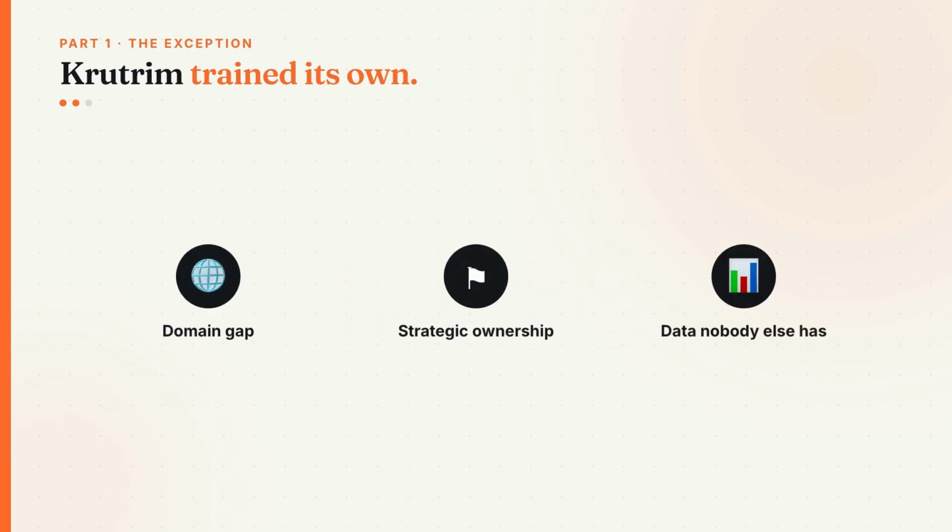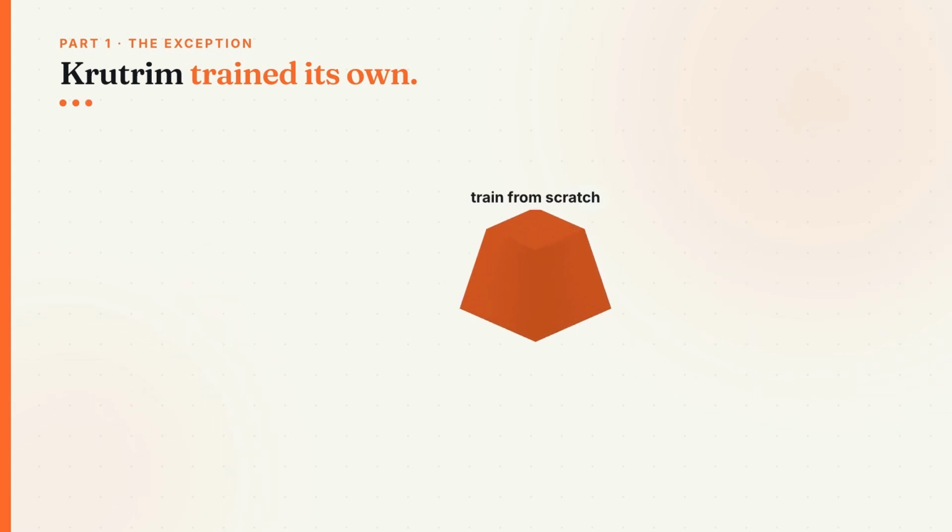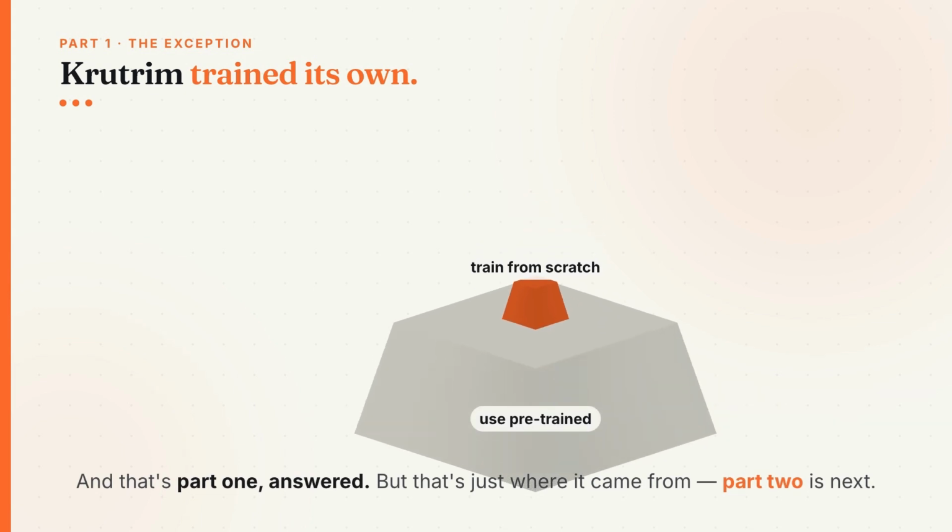Now to be fair, training from scratch hasn't disappeared. It's just rare and concentrated in a very specific place. Take Krutrim, Ola's AI venture. Unlike the fintech example we just walked through, Krutrim built its own foundation model from scratch, trained on Indian languages specifically, usually for one of a few reasons. The existing pre-trained models don't cover your domain well enough, or owning the model itself is a strategic bet. Everyone else, the overwhelming majority of AI engineering work, builds on top of what already exists.